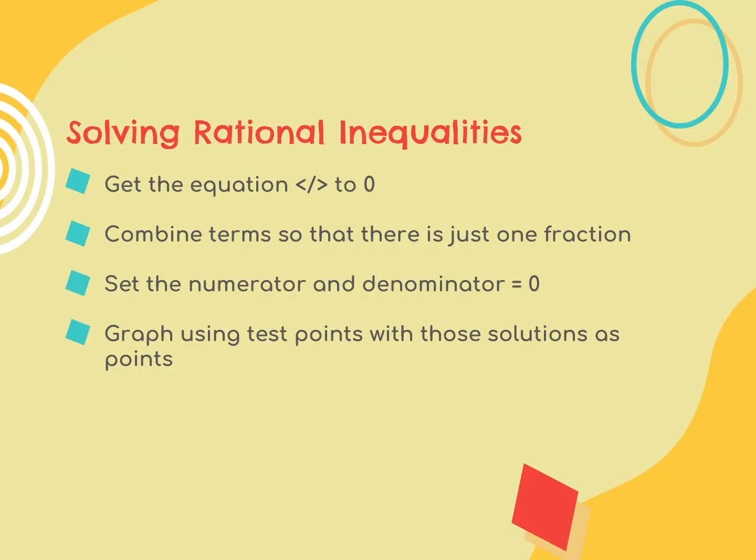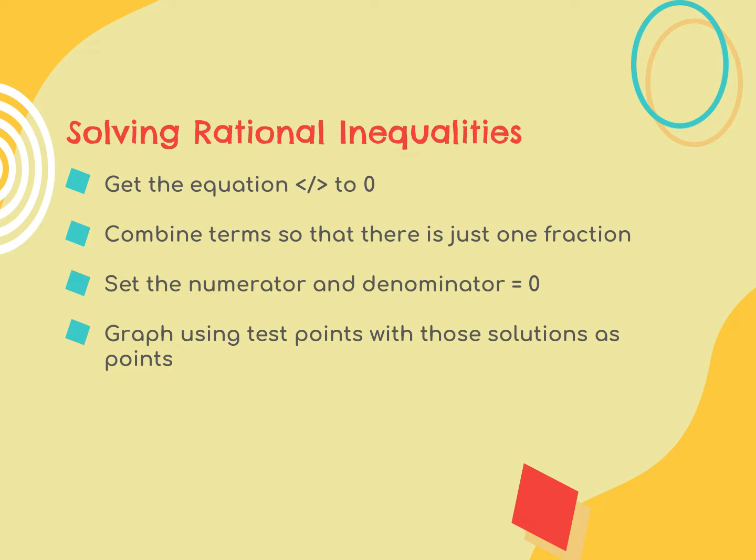So when we're solving rational inequalities, again, we need to get the inequality where it's got a 0 either on the left side or the right side. We're gonna combine the terms. So in other words, we're going to be finding a common denominator, and so we're going to combine it so that there's just one fraction.